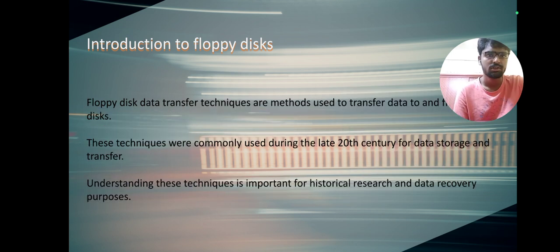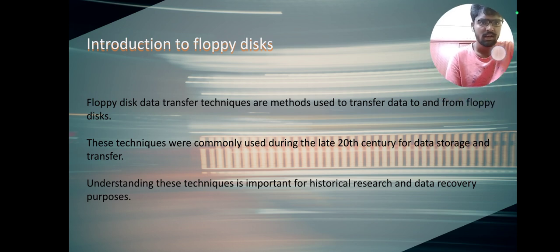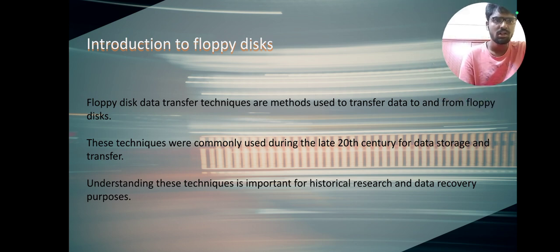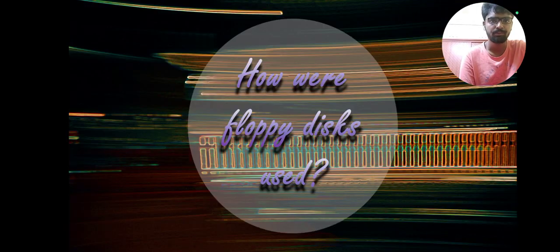Floppy disk transfer methods are methods used to transfer data from one end to the other, from one floppy disk to another floppy disk. These techniques were commonly used during the late 20th century for data storage and transfer. Understanding these techniques is important for historical research and data recovery purposes.